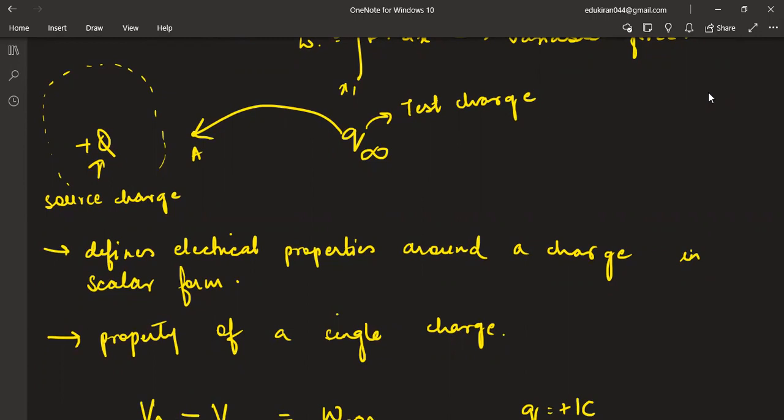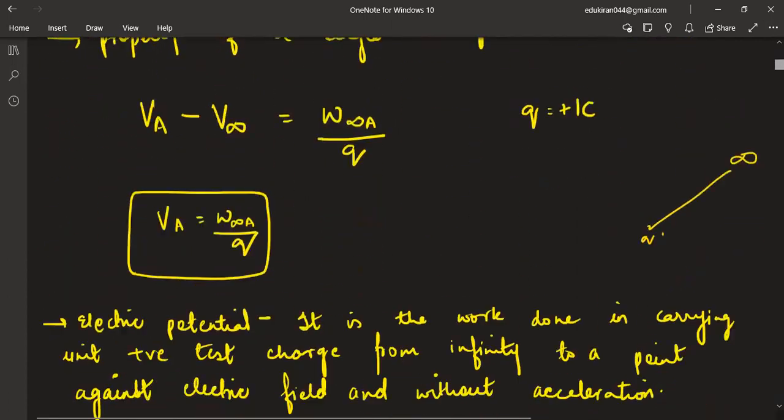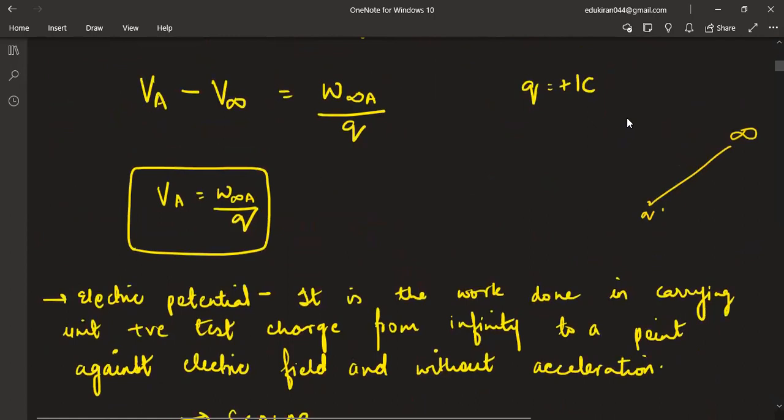Everything remains the same. Source charge is also present, test charge is also present, and it's a property of a single charge, the way electric field is also a property of a single charge. For exertion of force, you need to have two charges, right? But for electric field or electric potential, you just need an isolated single charge.